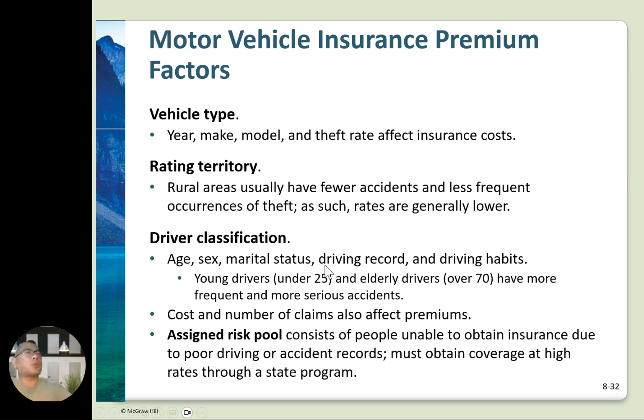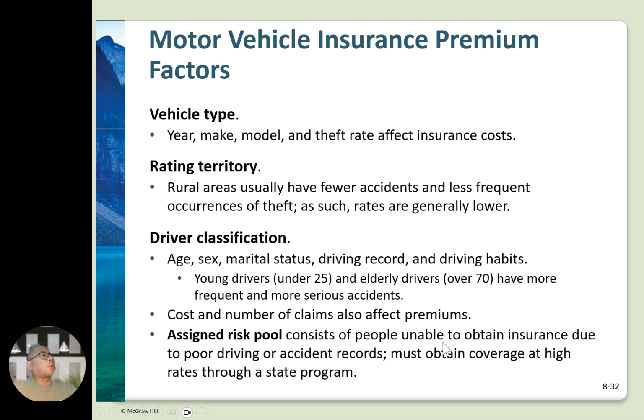Driver classification is the same story: age, sex, marital status, driving record. If you are a young driver under 25 or an elderly driver over 70, you're going to cost more, mostly because of accidents. So they are high-risk drivers, and it's going to cost more. The number of claims also affects premiums. Okay, I mentioned this to you: if you live in the city of Brampton, most likely you're going to have a high premium.